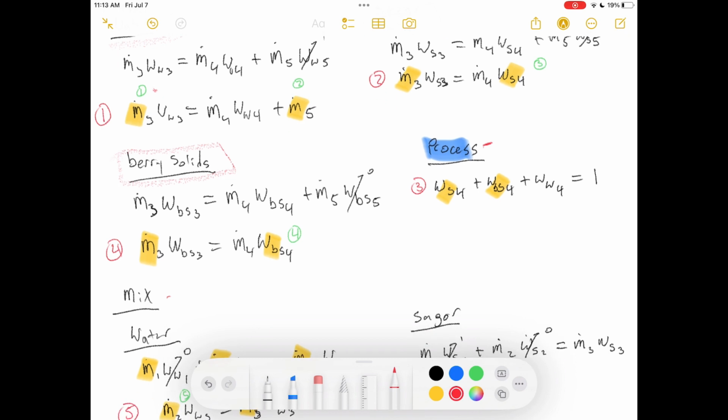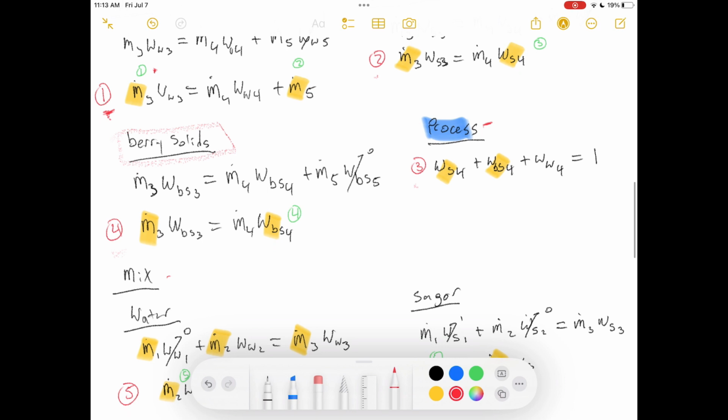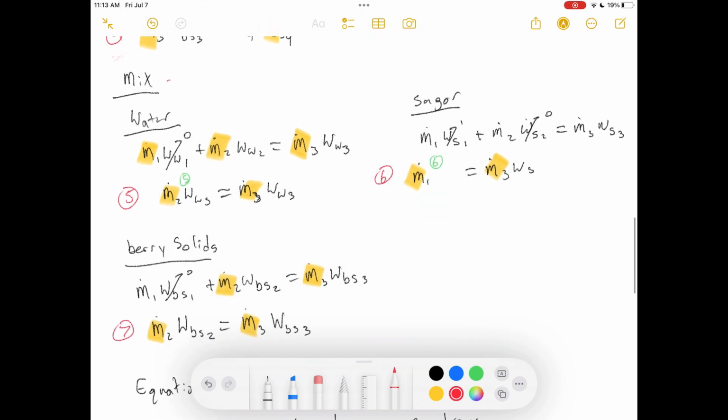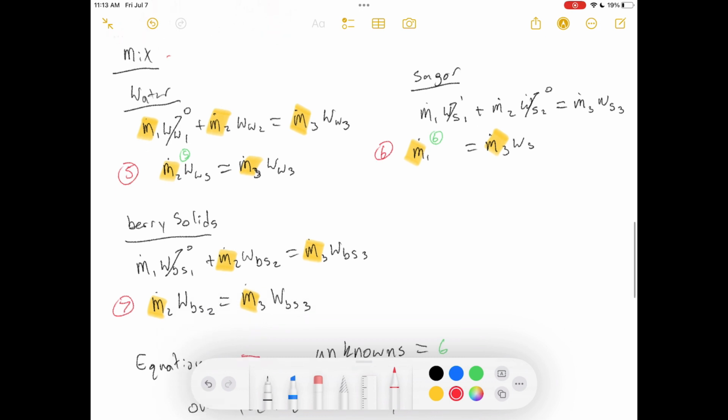Over here in red, you'll see this number circled here, 1, 2, 3, 4. That's keeping track of how many equations we have. So we have a green counter, that's our number of unknowns. Then we have our red counter, that's our number of equations. Then we have the same material balances around the mixer. And you'll notice that we have 6 unknowns and 7 equations.